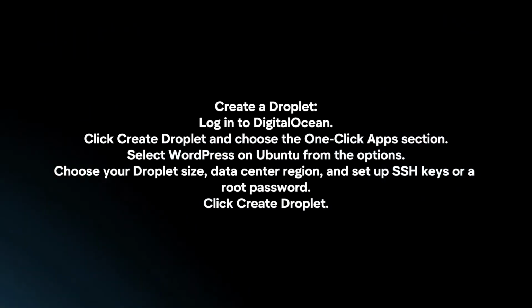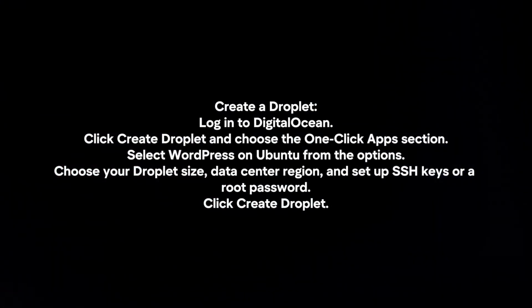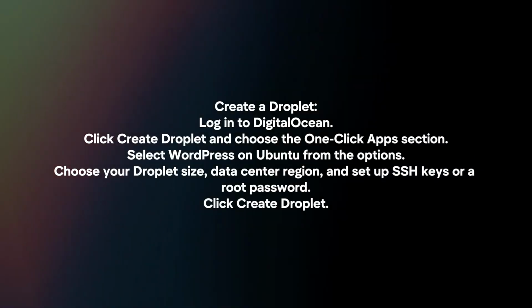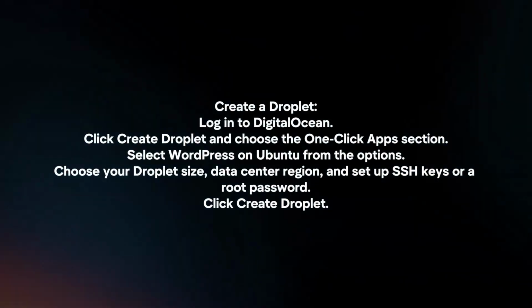To install WordPress on DigitalOcean, follow these steps. Create a droplet. Log into DigitalOcean. Click Create Droplet and choose the one-click app section. Select WordPress on Ubuntu from the options. Choose your droplet size, data center region, and set up SSH keys or a root password.